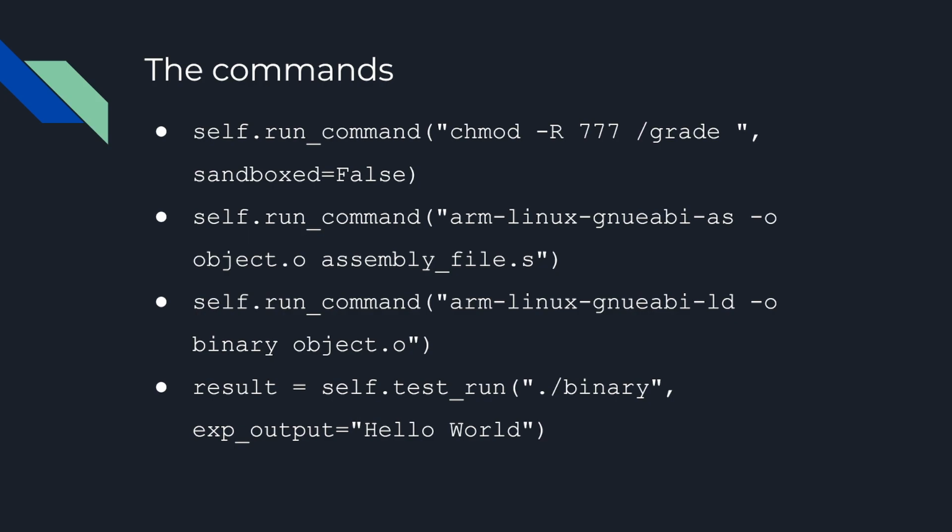The second command is creating an object file from our assembly source. assembly_file.s, that's our source file. The third command is going to link the object file to a binary, and that creates the binary. And then the last command there is the test_run. That's what actually tests it. I'm sure you've seen it in the other videos, but that tests it for a result. So the expected output is hello world after running the binary.